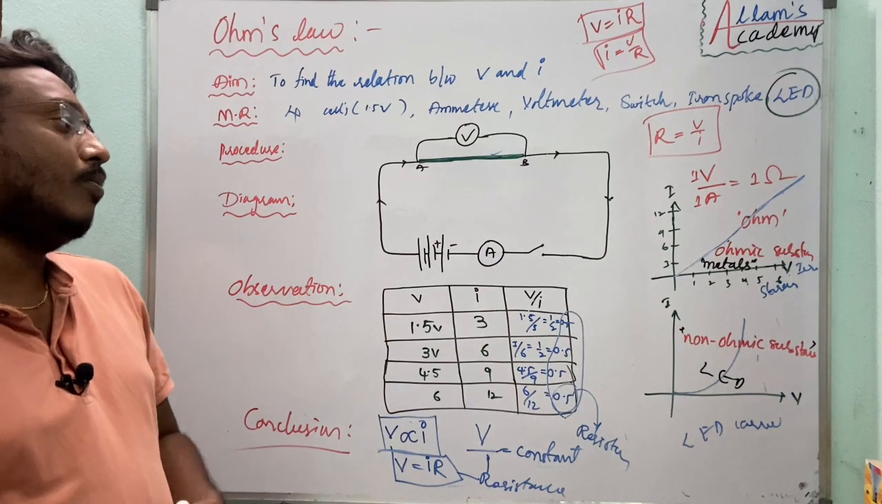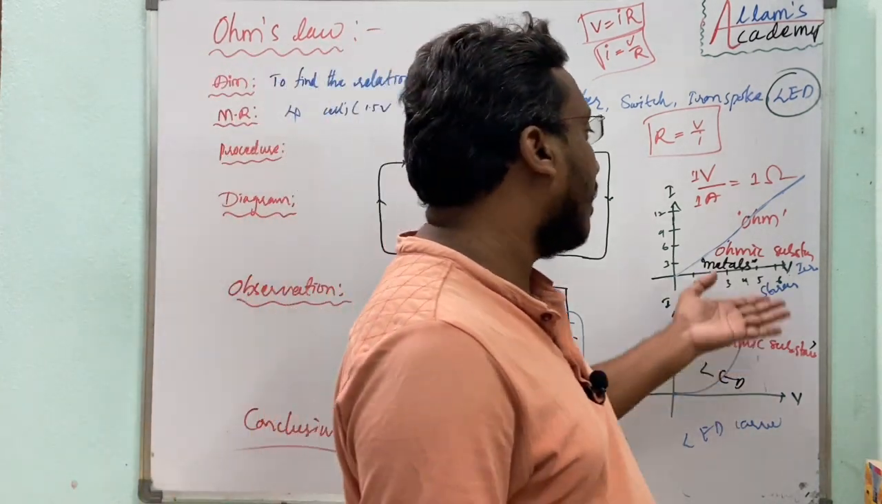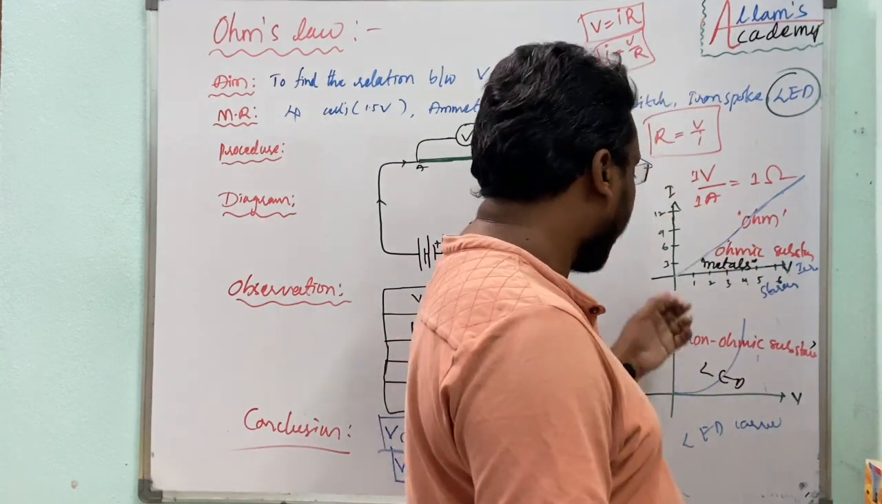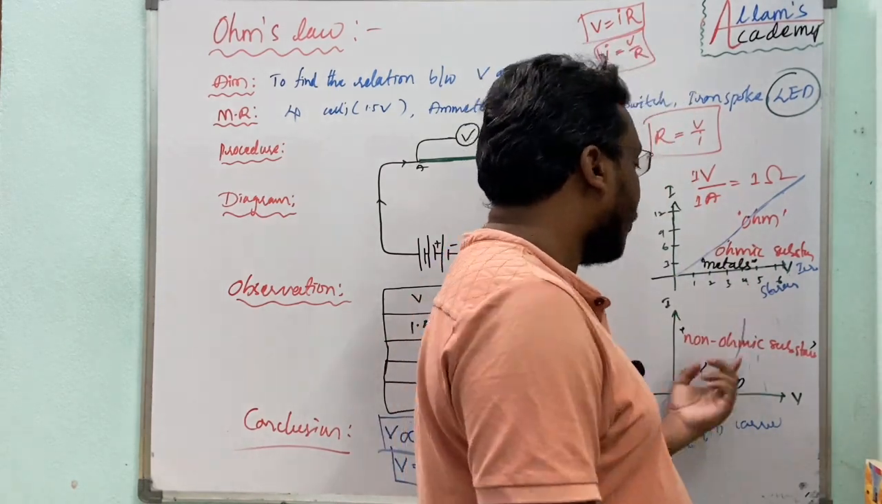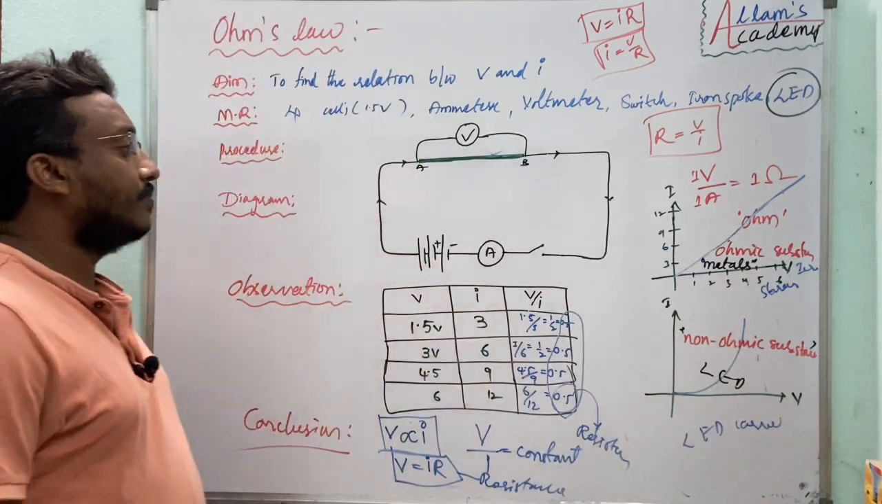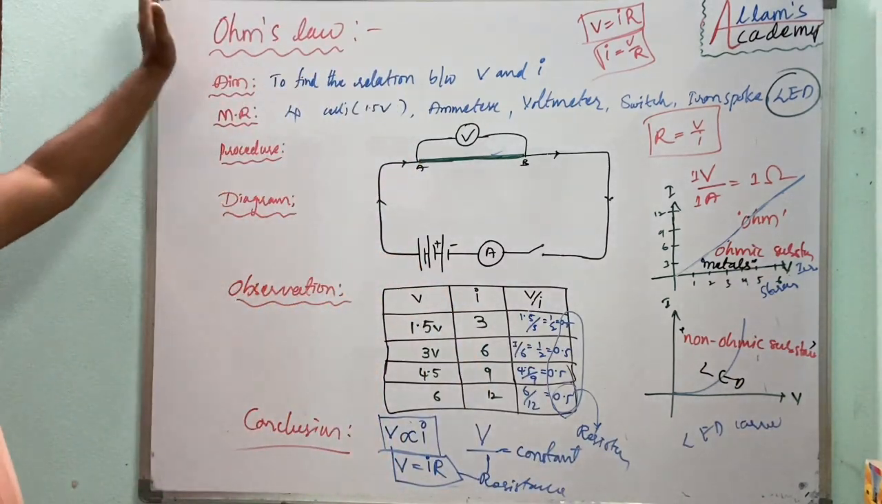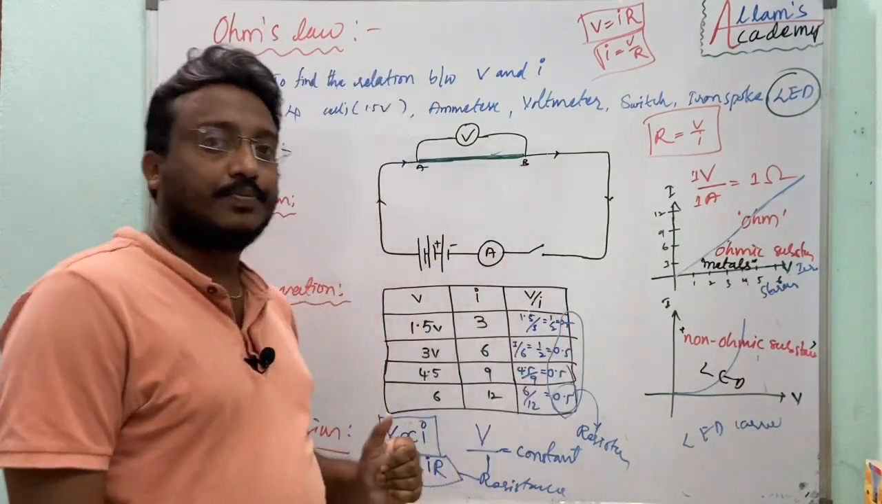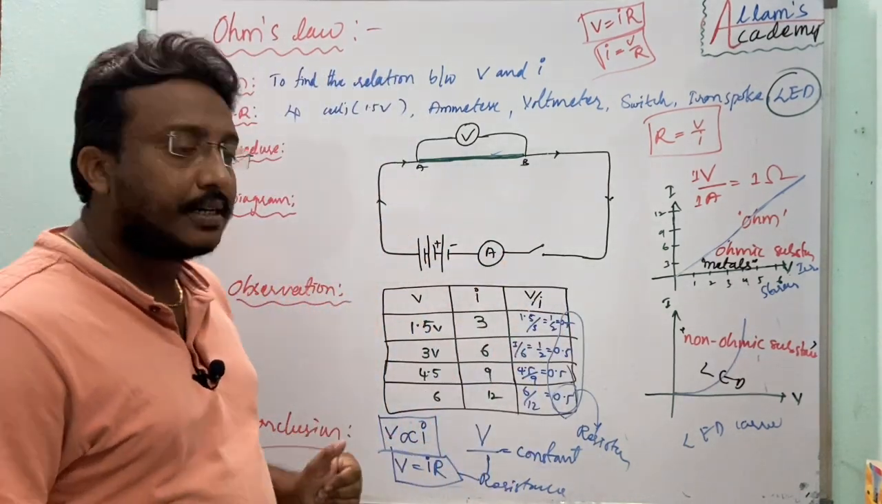Right? In ohmic substances we get a straight line in the graph. In non-ohmic substances we get a curved line. So this was the complete brief information about Ohm's law. Okay, right? Thank you.